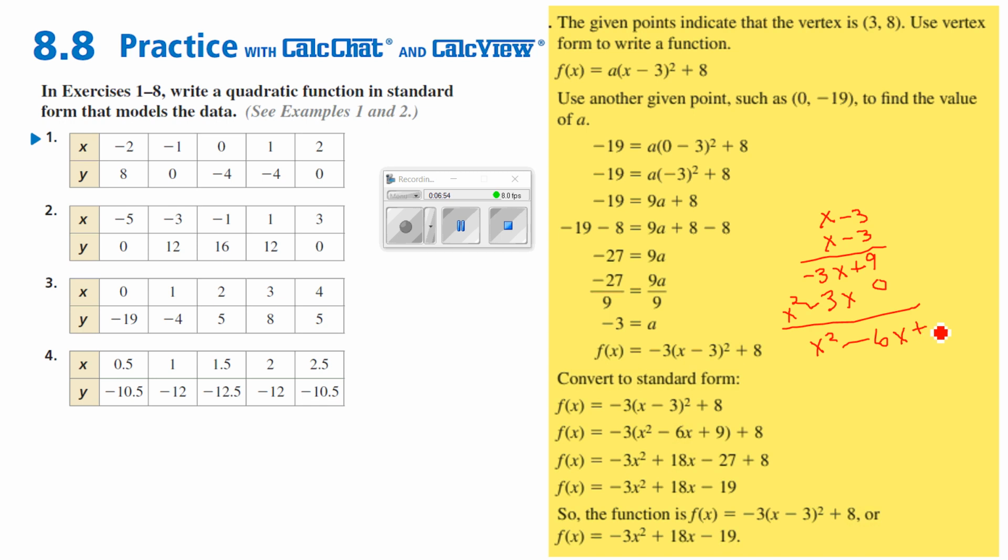And that's exactly what they got right here. And from there you can figure out the rest. They multiplied negative 3 to all of these terms, and they got this new expression. And then they saw that there were like terms, negative 27 and positive 8. They combined them to get a negative 19. Everything else stayed the same. And then they know the function can be written as negative 3 times x minus 3 squared plus 8, or negative 3x squared plus 18x minus 19. All right, let's move on.